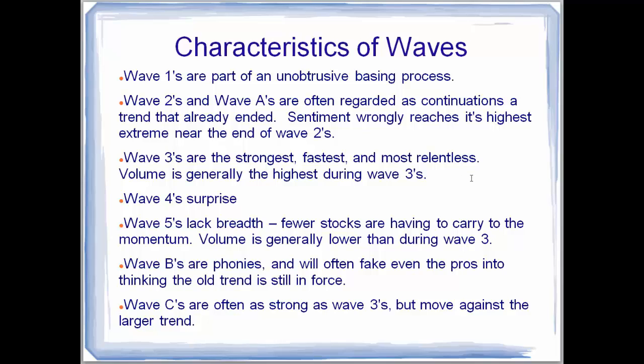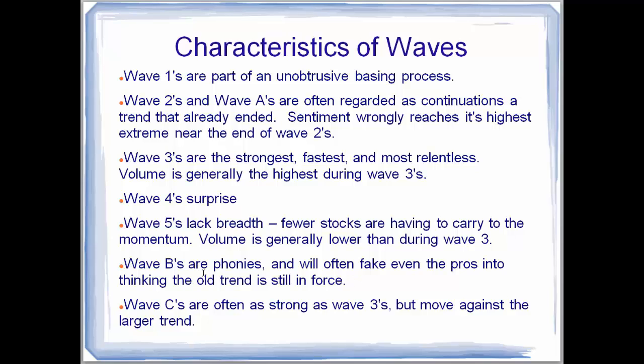Wave 3s are the strongest and fastest and most relentless. Volume is generally the highest during wave 3s. Wave 4s surprise. After a long, strong wave 3, many market participants believe that the trend will go on forever. And that's why wave 4s surprise. Wave 5s lack breadth. Fewer stocks are having to carry the momentum during wave 5s. Also, volume is generally lower during wave 5s than it was during wave 3.